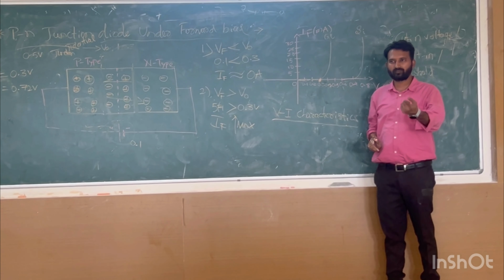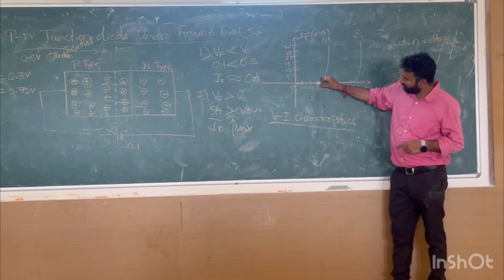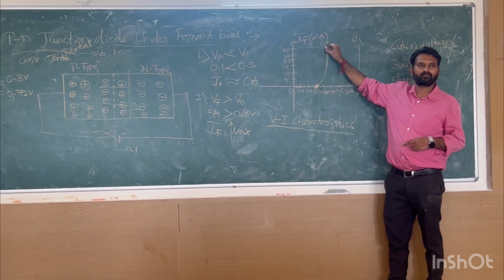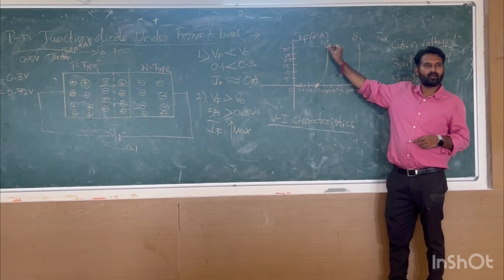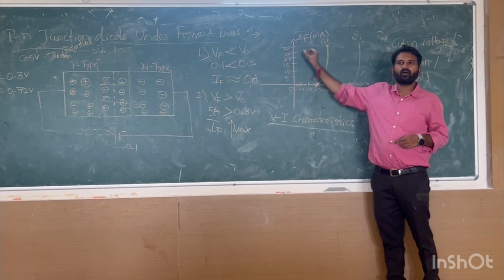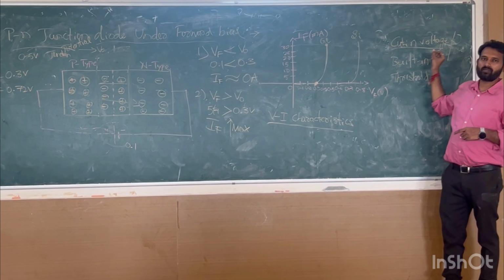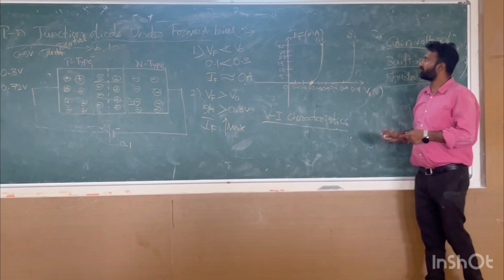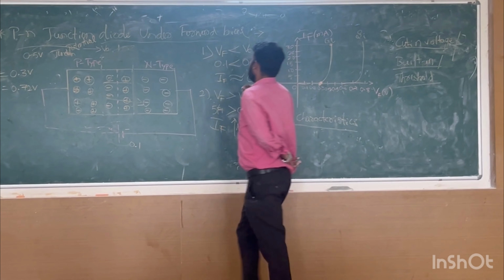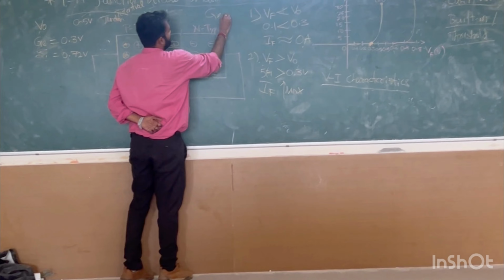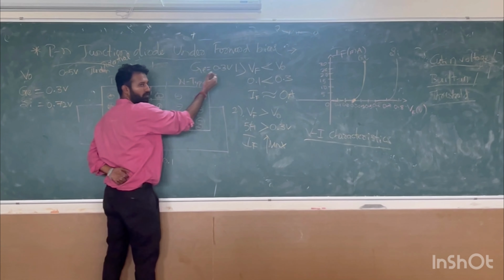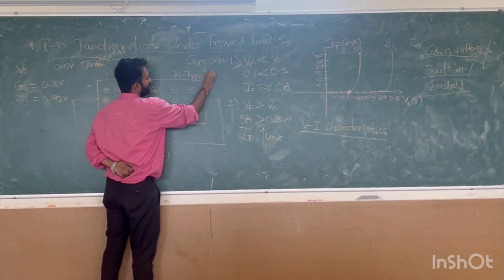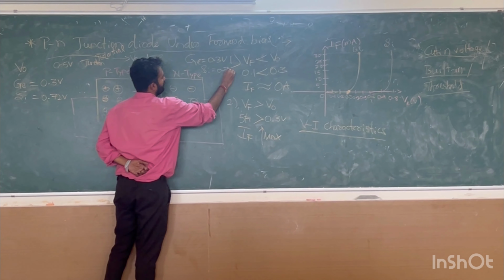Let me give one more definition. At a certain forward voltage, your current is maximum. Here you are having a maximum forward current. That voltage is nothing but cut-in voltage or built-in voltage or threshold voltage. Now what is the cut-in voltage for germanium? 0.3 volt, if your diode is made up of germanium. And what is the cut-in voltage for silicon? 0.7 volt.